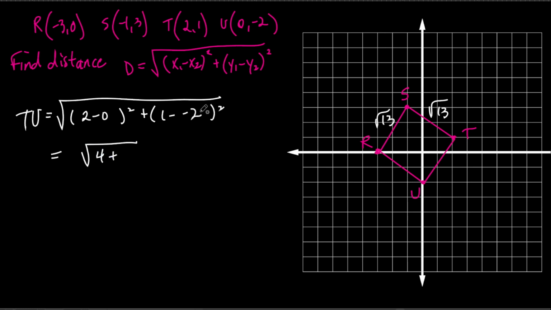What about this? What's 1 minus -2? Add a line, change the sign. It's 1 plus 2, which is 3. 3 squared is 9. Check it out. It's square root of 13. So this is the square root of 13.